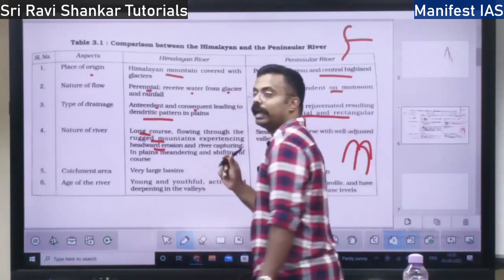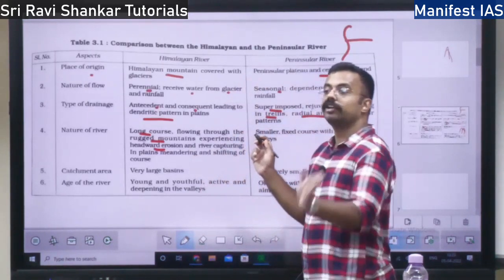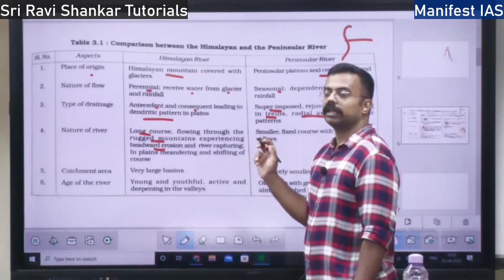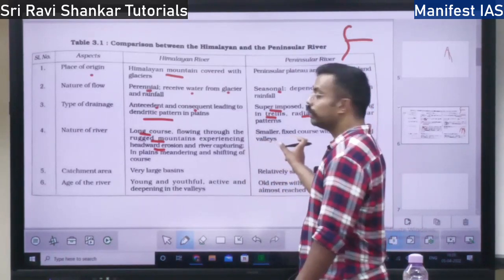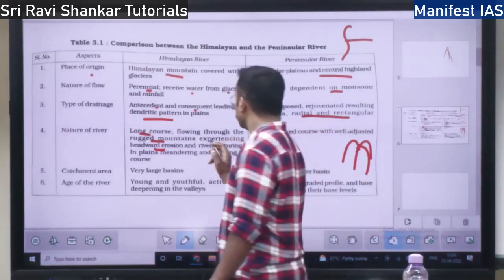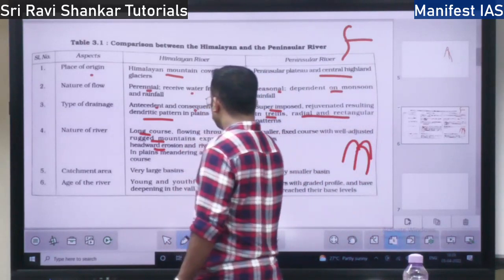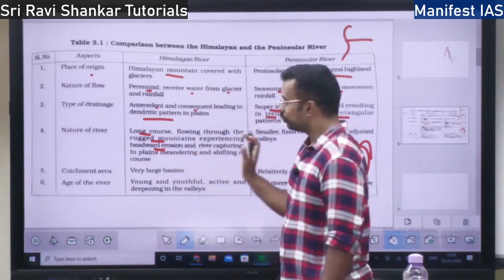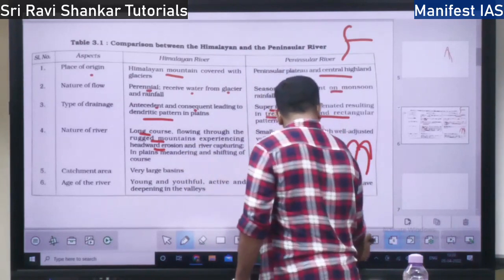You won't find headward erosion, towards the head of the river, in the peninsular rivers, right? So yeah, headward erosion, river capturing, all those things. What is river capture? I will discuss.